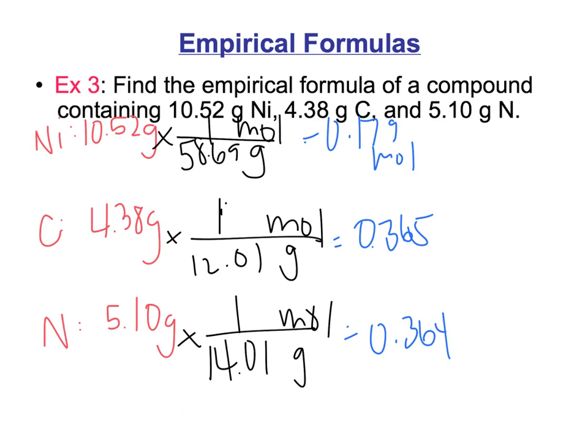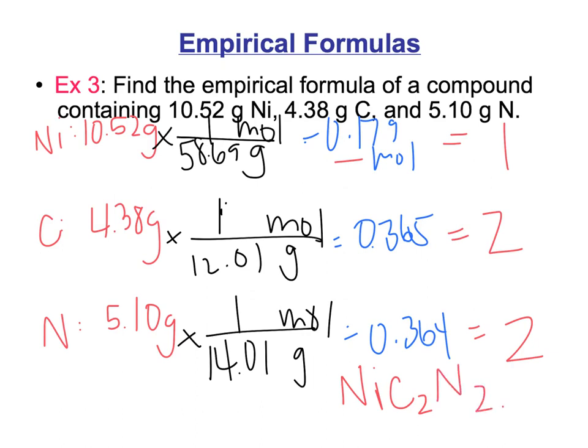That's the first thing. Now we need to figure out what's the smallest number. Well, think back to math. Smallest number is this 0.179. So divide all of them by 0.179. So you get 1, you get 2, and you get 2. You should always have one of them when you divide. One of your elements should be equal to 1. Now, the way that we write this empirical formula, we have nickel, just one of them. Carbon, we have 2 of them. Nitrogen, 2 of them. This is your empirical formula.